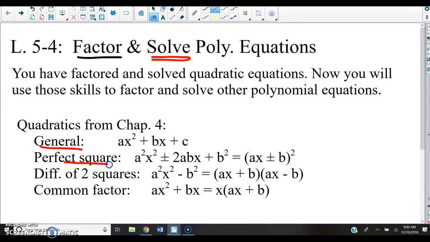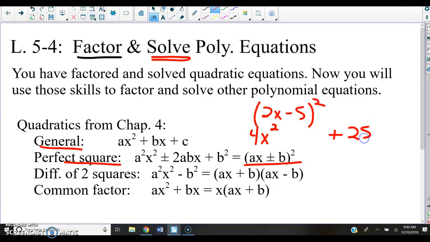The perfect square trinomial, quadratic: if you square a binomial, for example, if we square 2x minus 5, the pattern is always the square of the first, the square of the second, and the middle term is double the product of the two. And keep the sign that is in the parentheses. When you square something, it's always positive, so this is always going to be a plus.